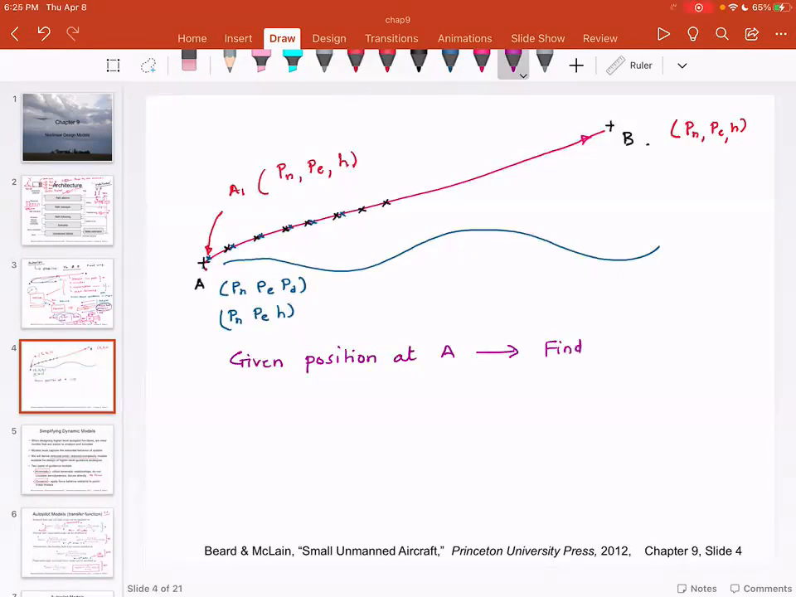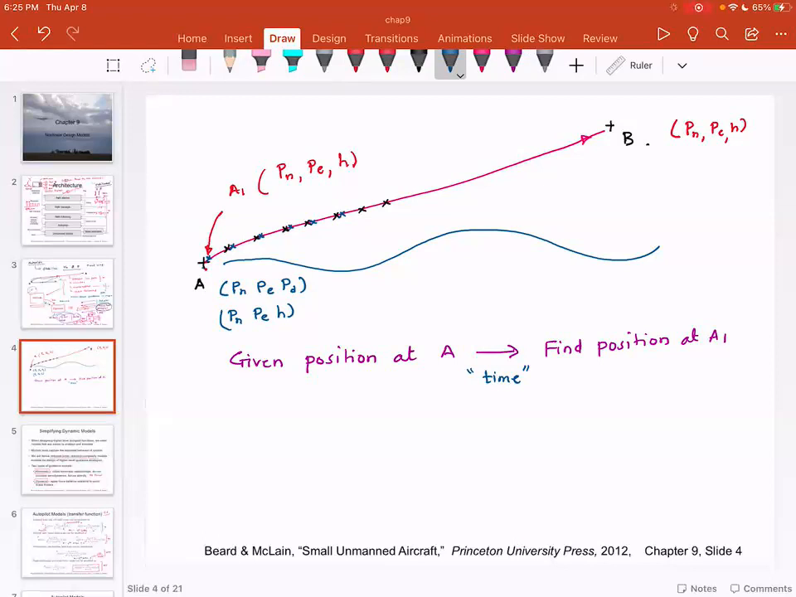find the position at A1. Now, one important piece that I want to add here is time. And why does time come into the picture? Because the aircraft has some finite speed. It has some airspeed. So if I know the value of the speed, and I multiply by time, and I know the initial position, I should be able to get the final position.